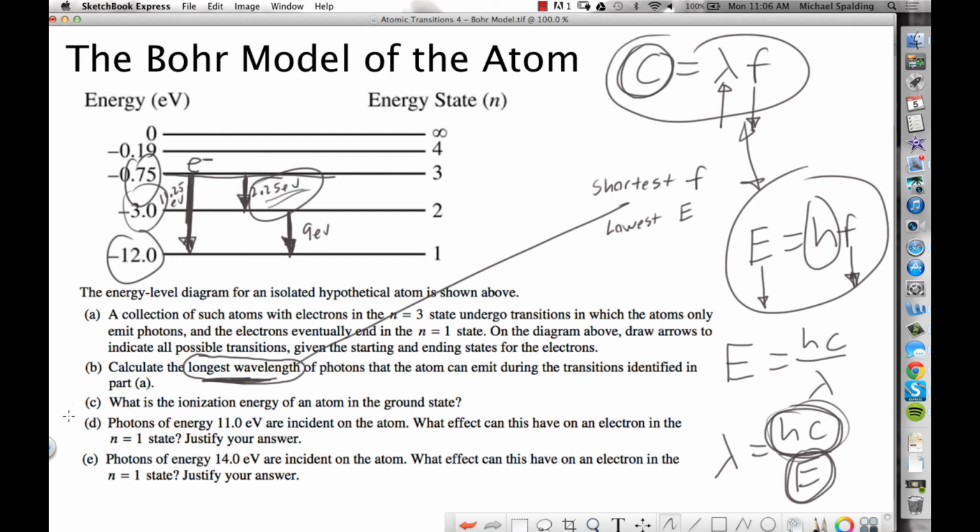All right, let's just end with part C here. What is the ionization energy of the atom? You have an electron down here, and the nucleus is right there. How much energy is needed to ionize this atom, to get it all the way up to there? We need 12 electron volts. The answer to this one is 12 electron volts.